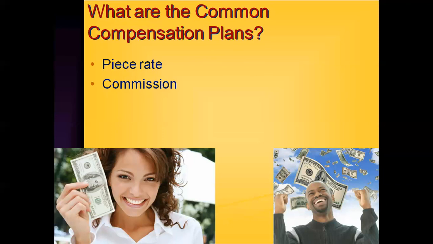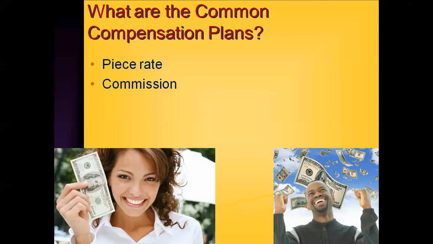Okay, then the second type is commission. I think some of you that have part-time jobs in retail stores like Sears or JCPenney may even be on a commission related type of compensation. Here, your pay is based on what you sell. So if you were working in the shoe department and you sold $100 worth of shoes and you had a 5% commission rate, you would essentially make $5 commission.